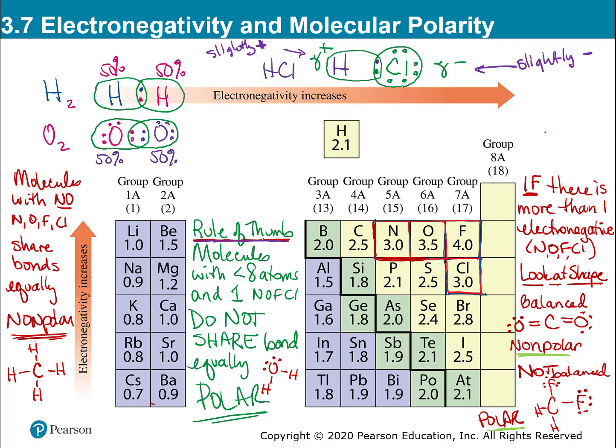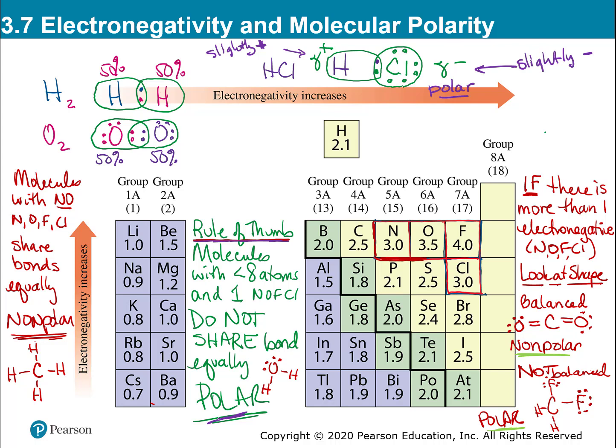molecules that are small, so we're talking like less than 8 atoms, okay? So if you have 4, 5, 6 atoms, this holds true. If you see a formula and there is only 1 nitrogen, oxygen, fluorine, or chlorine, then you can say they do not share their electrons equally. They are polar. That is what a polar molecule is, okay? All it means is that we end up with this unequal sharing of the electrons, creating a slight positive and negativeness, and that creates a polar molecule.